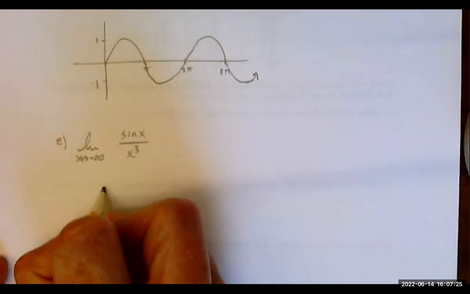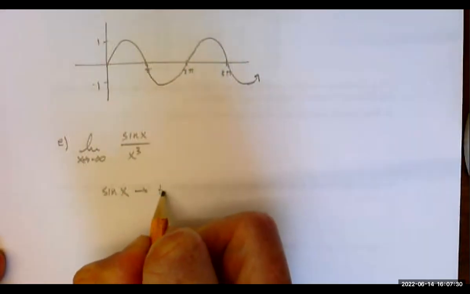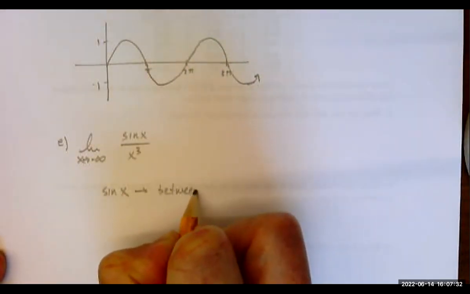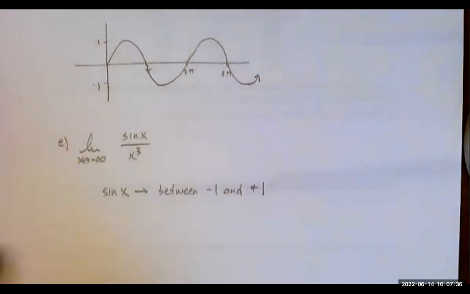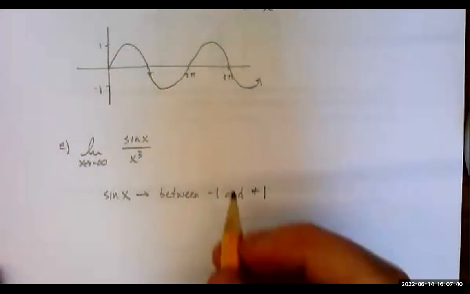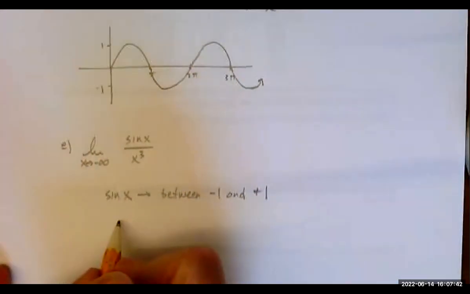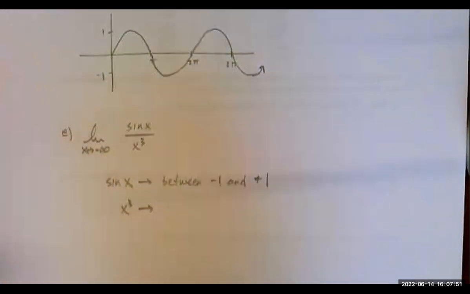If we think about the sine of x, we know that is going to stay between -1 and +1. Right, and we're going to negative infinity, we're going back the other way, but we get it. It stays between -1 and +1. What happens to x cubed as x goes to negative infinity? Well, negative infinity cubed would stay as negative infinity. The negative cube stays negative, it's infinity.